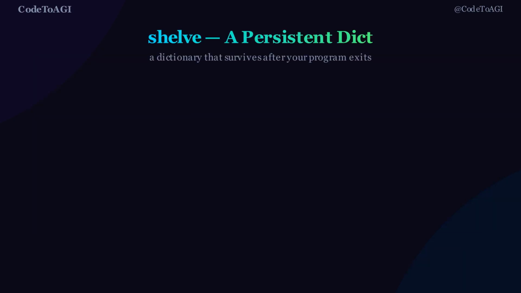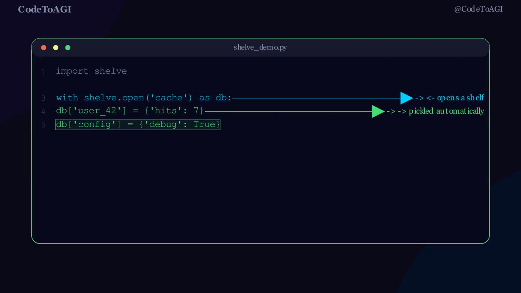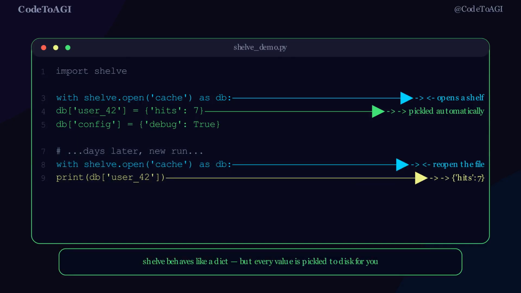Shelve gives you a dictionary that survives after your program exits. Open a shelf file. Use it exactly like a normal dict. Every value you store gets pickled automatically behind the scenes. Read it back days later, same Python objects, same shapes. Perfect for small caches, configs, and quick local databases. Always close the shelf or wrap it in a with block.